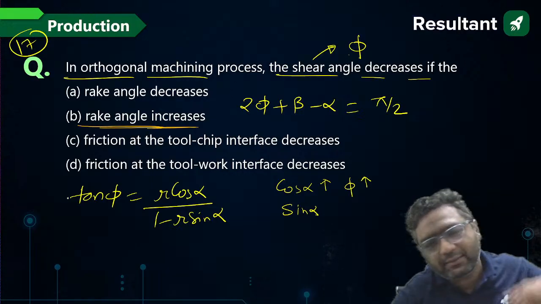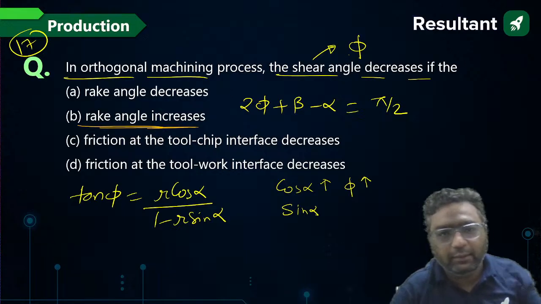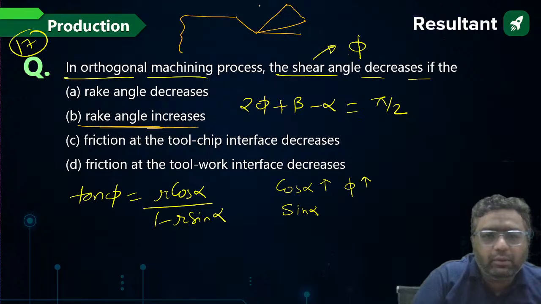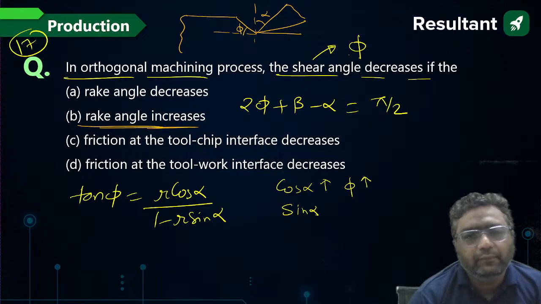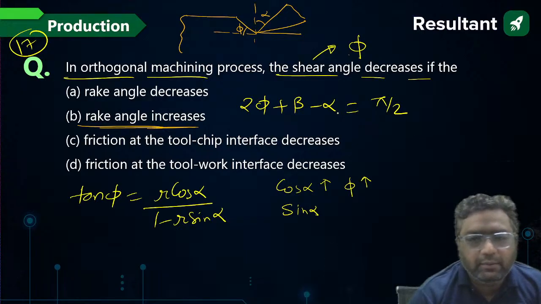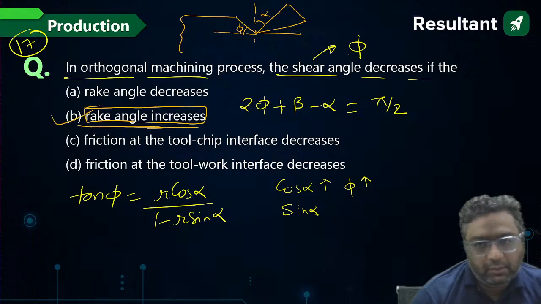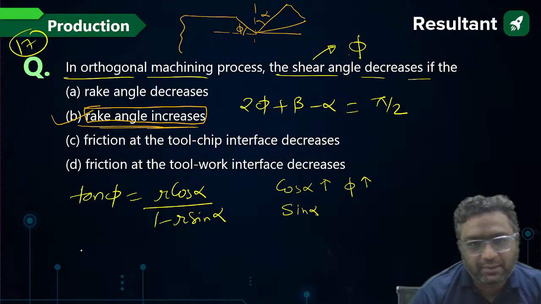Rake angle increases when you show it like this. This is tool. This angle is rake angle. This angle is shear angle. So generally rake angle increases when the shear angle will decrease.